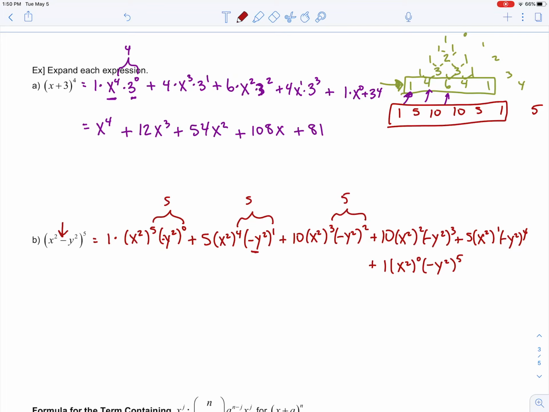I'm bringing that up because the formula looks a bit scary, but this is pretty much what it's saying. Okay, so now we can go ahead and simplify our terms here. Remember that when you have a power to a power, you multiply the exponent. So this is x to the 10th. The next one is going to be negative because of that negative y squared to the first. So negative 5 x to the 8th y squared.